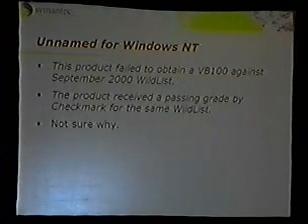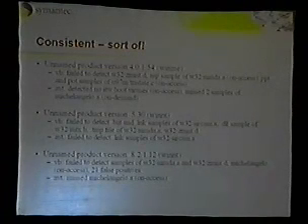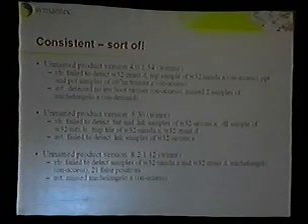And an antivirus product for Windows NT didn't get the VB100 against the wild list. They did get it from Checkmark. We're not sure why; we haven't been able to resolve that one yet. But you shouldn't think people are always inconsistent and don't agree. In some cases they do agree, and both organizations will fail antivirus software.